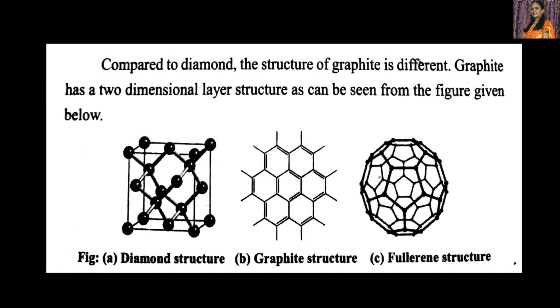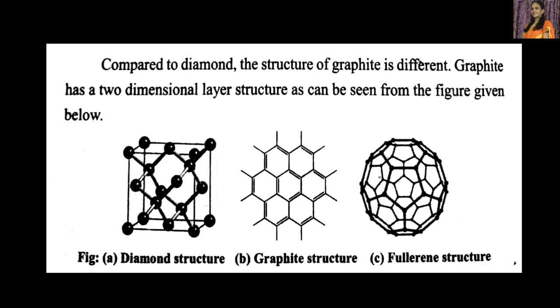Next, let's see the structures. Compared to diamond, the structure of graphite is different. In graphite, a layered lattice structure is present, whereas diamond has a three-dimensional polymeric structure, and graphite has a two-dimensional layer structure. See, this is diamond, a giant polymeric structure, whereas graphite has a layered lattice structure. Many layers are present, and each layer contains such hexagonal rings.